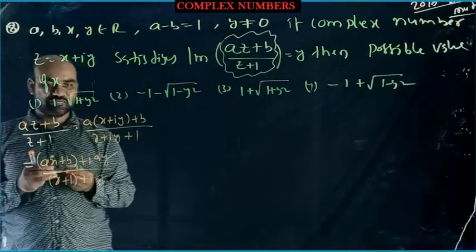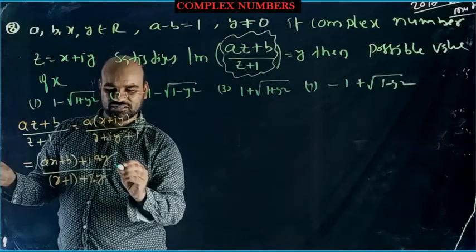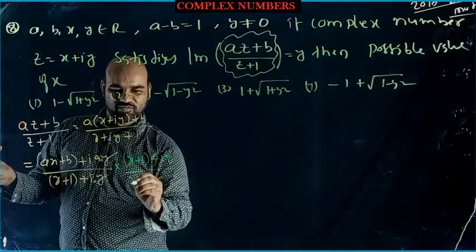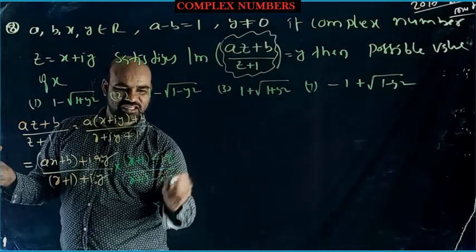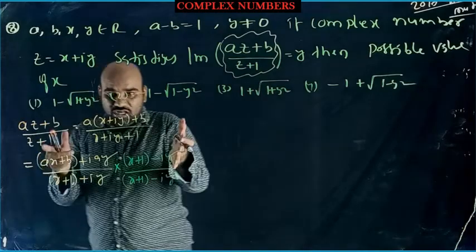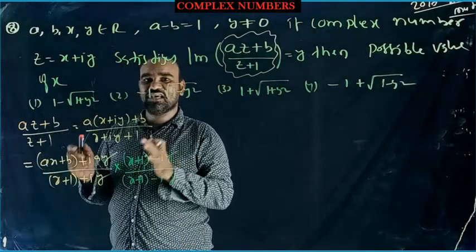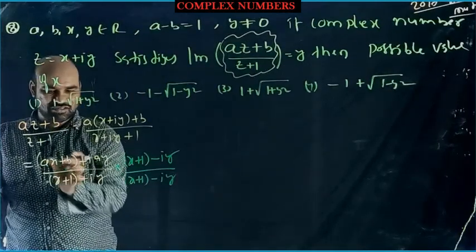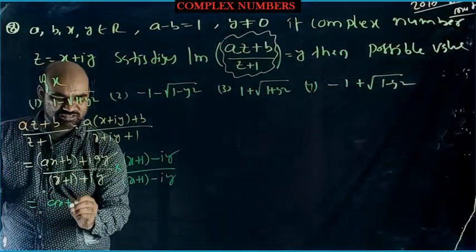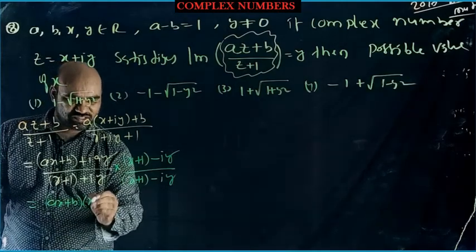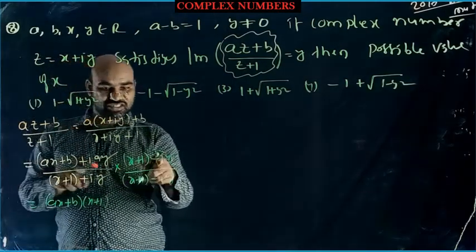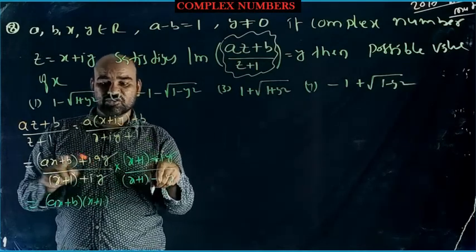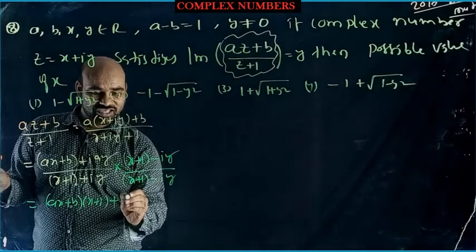Directly I want to make the denominator a real number. That's why I multiply by (x plus 1 minus iota y) by (x plus 1 minus iota y). I already explained, you need to convert this into the form k plus l iota. Just multiplication: (ax plus b) into (x plus 1), and this with this, iota into minus iota square gives minus 1, plus ay square.